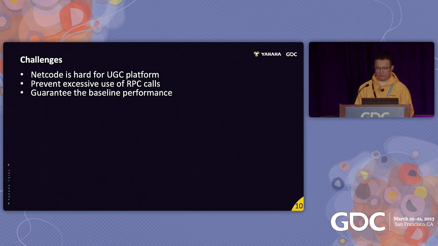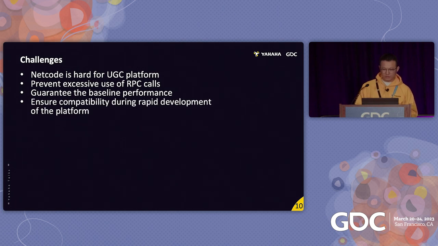But if we can handle these performance-sensitive systems in our framework, or what we say under our platform, it can guarantee that the performance will be above a certain baseline to some extent. In addition, ensuring maximum compatibility with older versions of the platform during rapid feature development can also be challenging. In game development, we often see games choose to rebuild from scratch when they want to achieve better performance or visuals. However, for a UGC platform, it is essential to make the right technology choice from the outset to avoid the need for such extensive rebuilds.